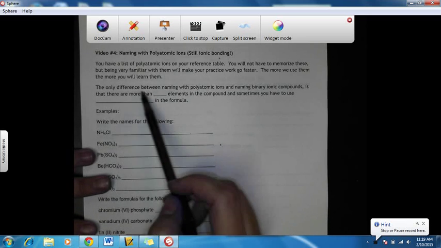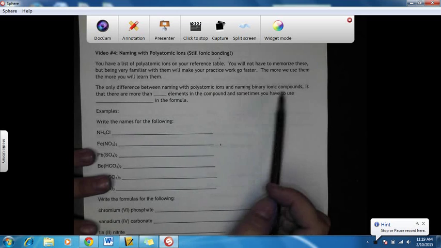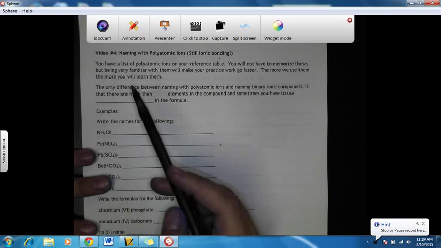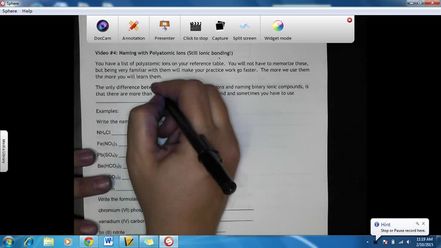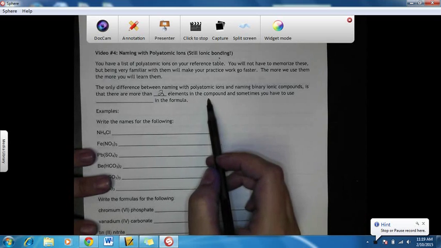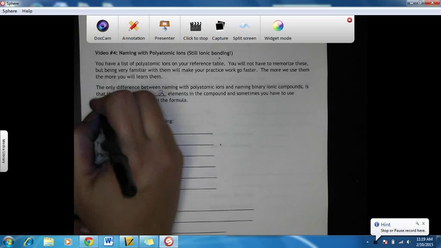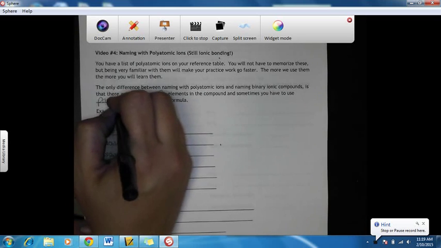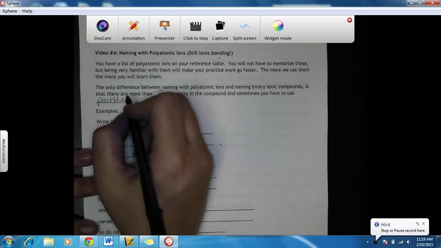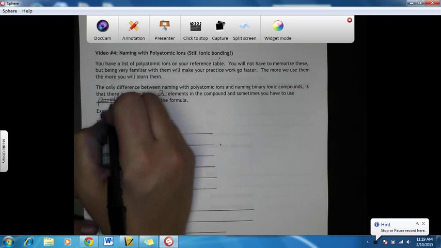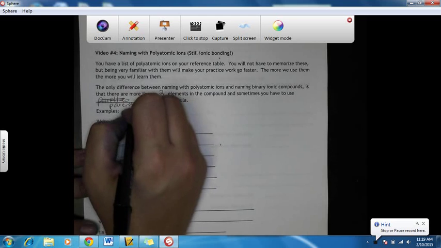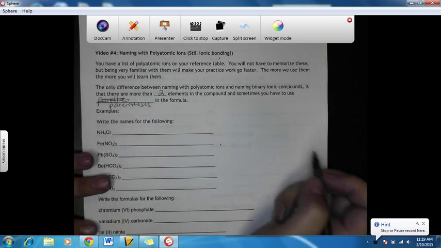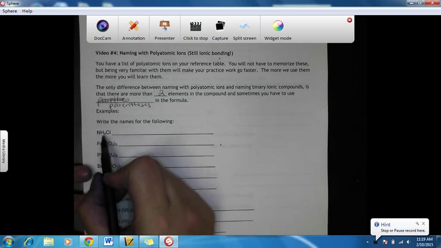The only difference really in naming the polyatomic ions and naming binary compounds is that there are more than two elements in the compound, and sometimes you have to use parentheses in the formula. I can't spell today. Parentheses in the formula. So here's some examples.